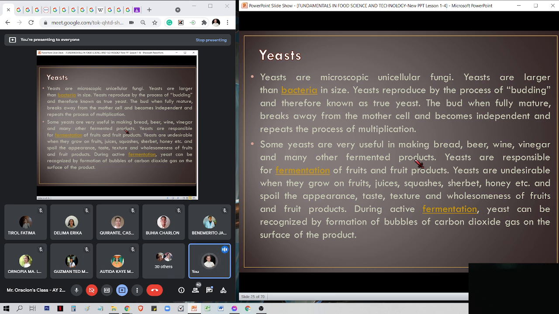It can cause spoilage in juices, fruits, squashes, sherbet, or honey. Okay, it can spoil the fruit or the food, and it can destroy the appearance, the taste, the texture, and the wholesomeness of the fruits and products.